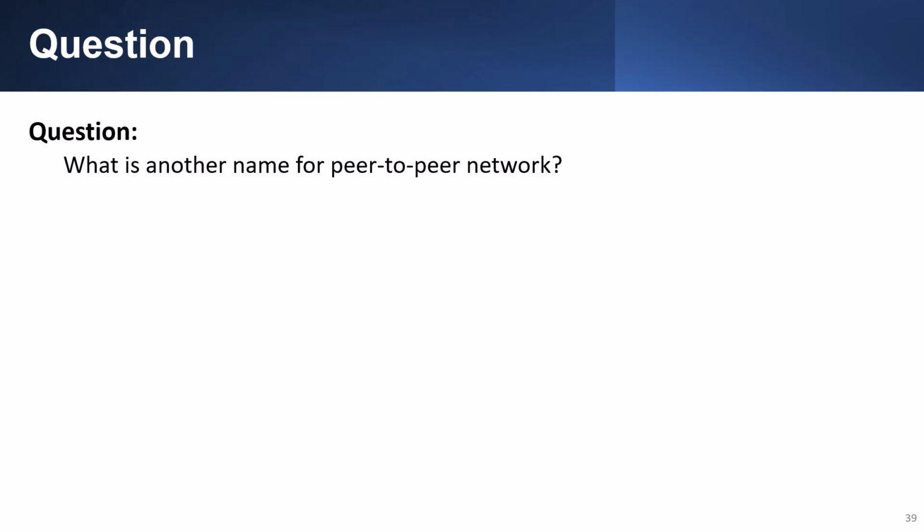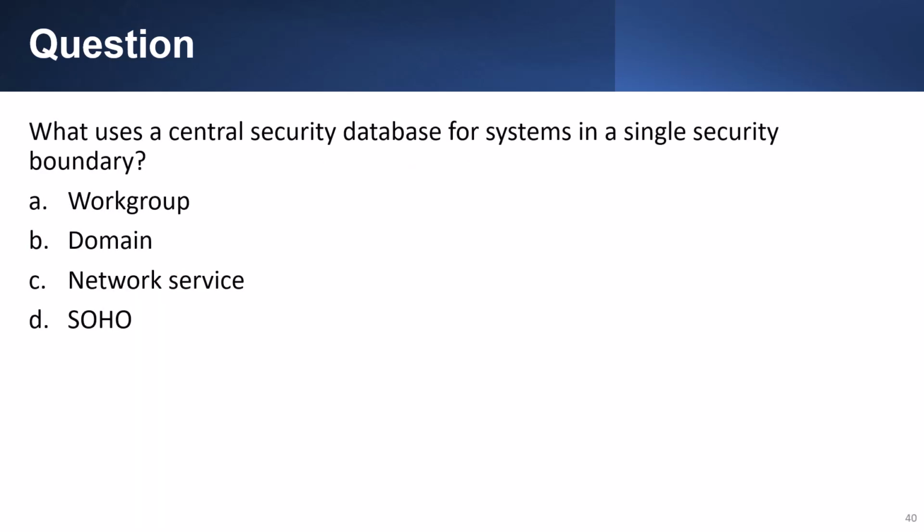Question: what is another name for a peer-to-peer network? Answer: workgroup. Question: what uses a central security database for systems and a single security boundary? Answer: domain.